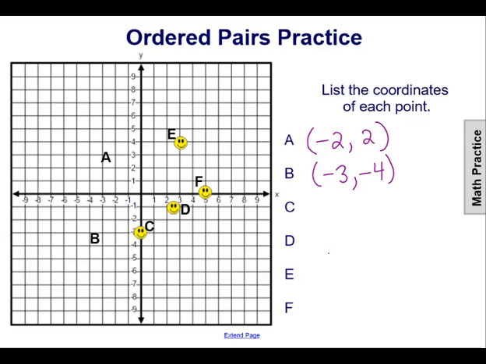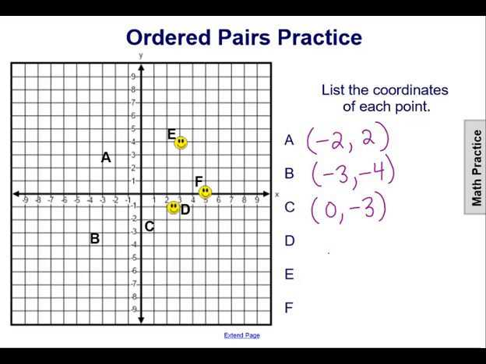Now let's find the coordinates of C. In relation to the origin, C is neither left nor right, it's actually directly downward. So our first number has to be 0 to represent that the point is not moved left or right from the origin. It is just moved down 1, 2, 3. So the second number will be a -3 to represent moving down 3. So the coordinates of C are 0, -3.